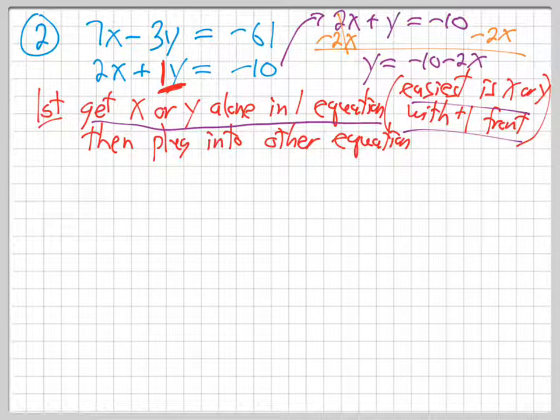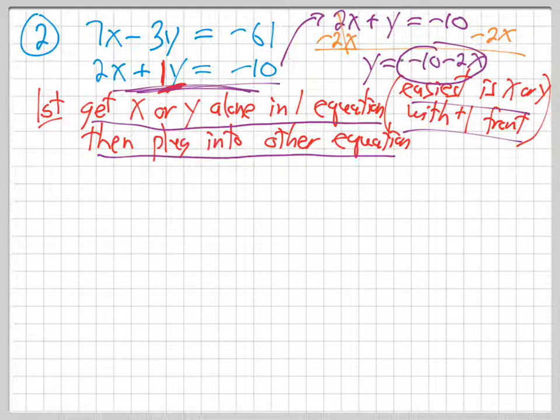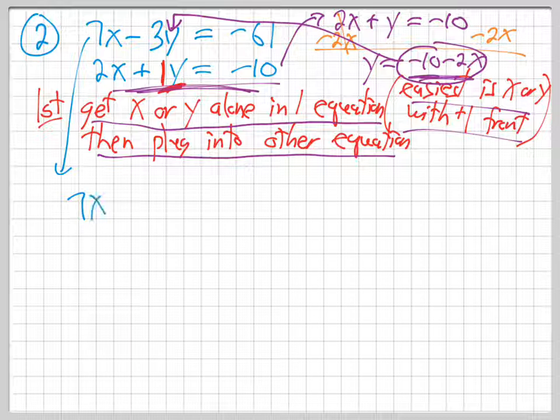So I take that now. That came out of the second equation, then plug that into the other equation. Plug that in right there for y, because that's what y equals. Plug that in for y in the other equation. So here we go with that. I'll bring it down here. We have 7x minus 3 times y, and y is negative 10 minus 2x.